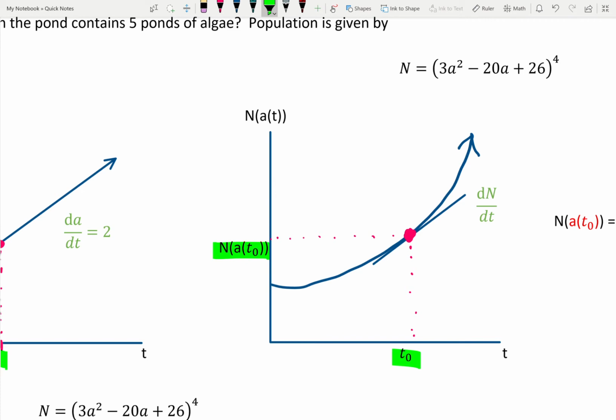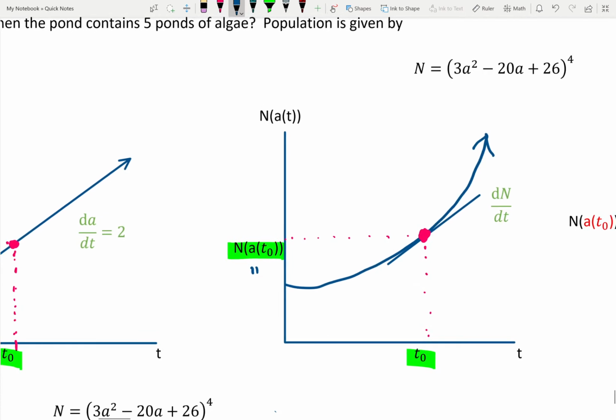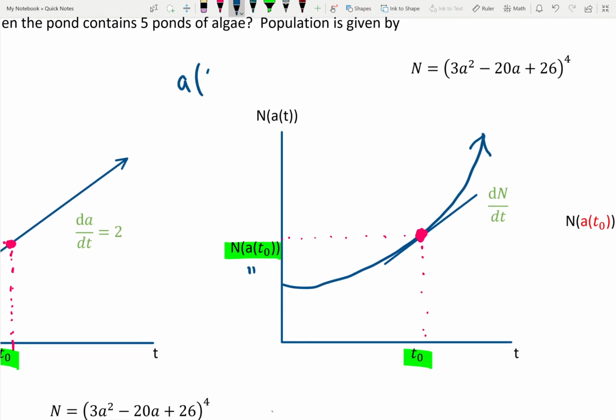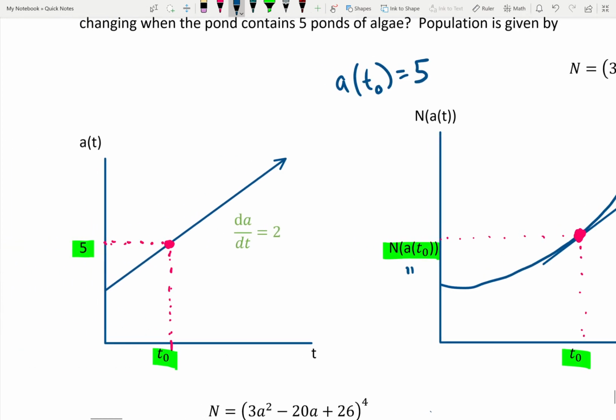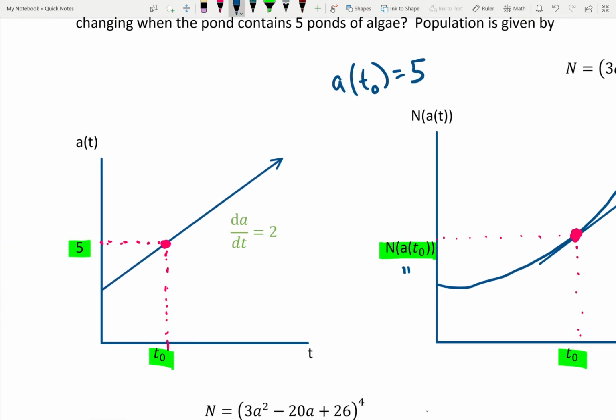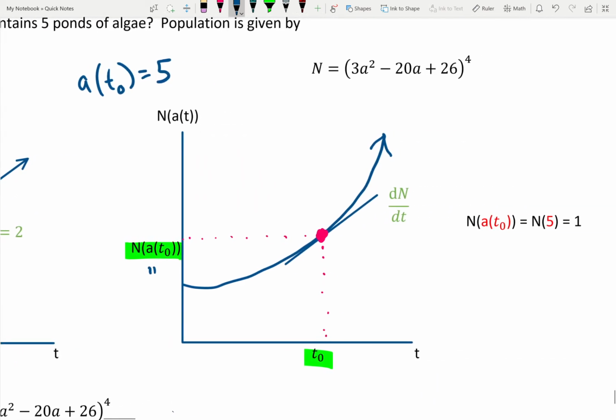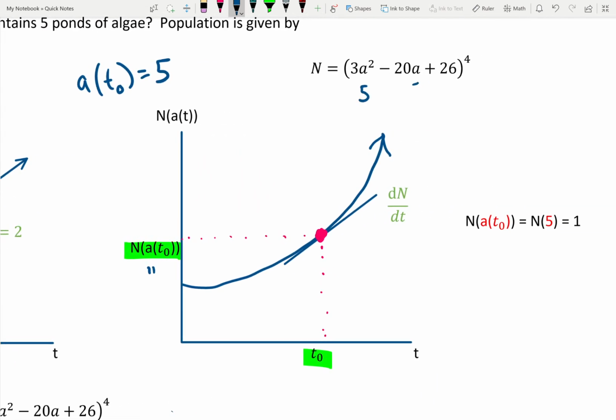So the big question is, what does this guy equal? Well, A of T naught is equal to 5. That's what we said right here. So if I just plug 5 into this equation, I'll get the amount of fish. That's what I did right here. I plugged 5 into my equation, and I got that at time T naught, there is only one fish in my pond.